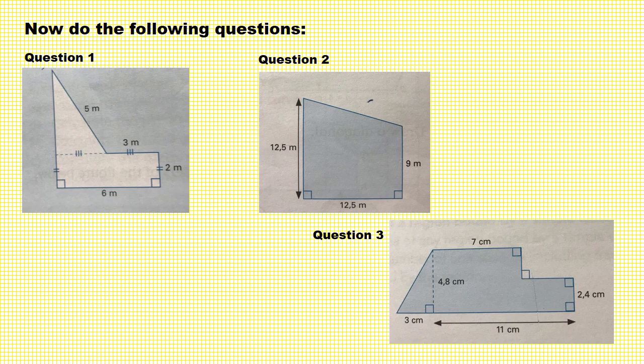Then lastly, for question 3, you've got a triangle and 2 rectangles. That triangle over there, the base is 3, the height is 4.8. Do I need to use Pythagoras? No. You might have if you had to work out the perimeter, but now we're just working out the area. So you work out the triangle, you work out the 2 rectangles, and you add them together.